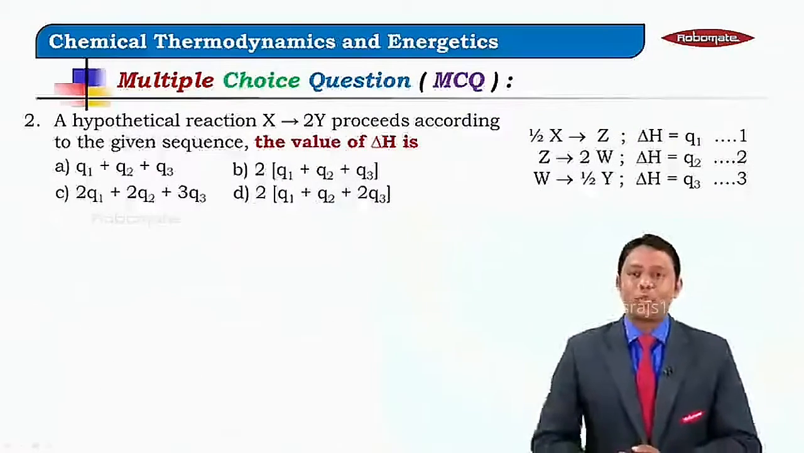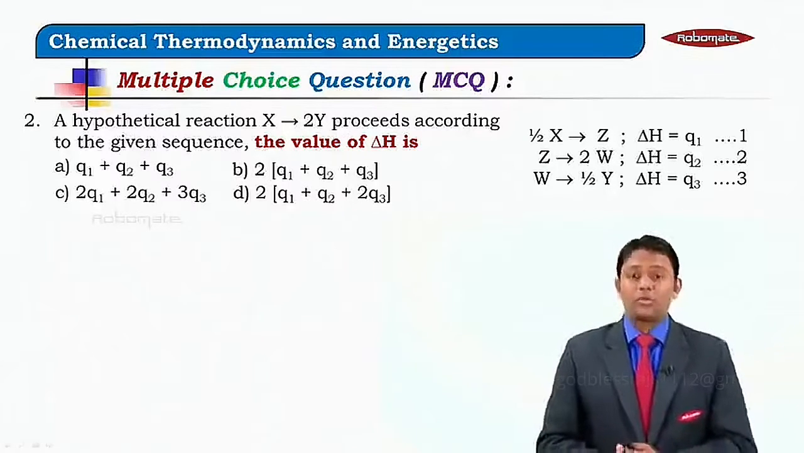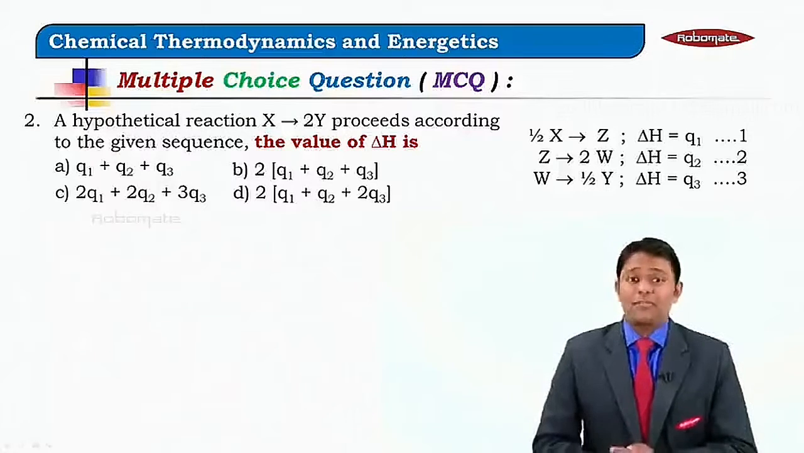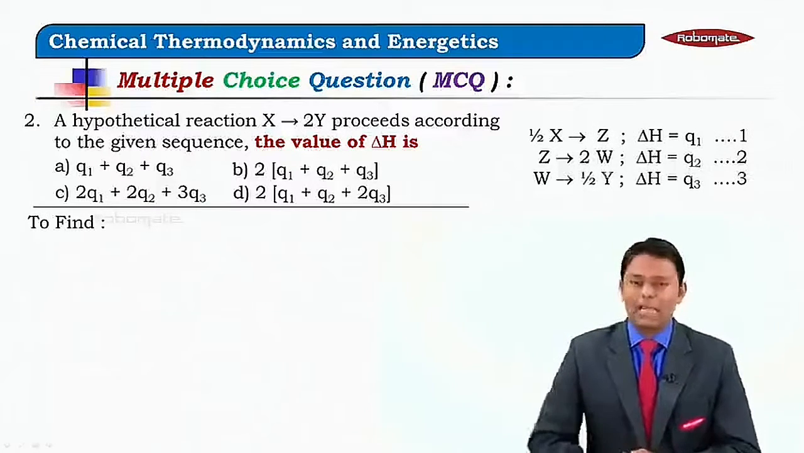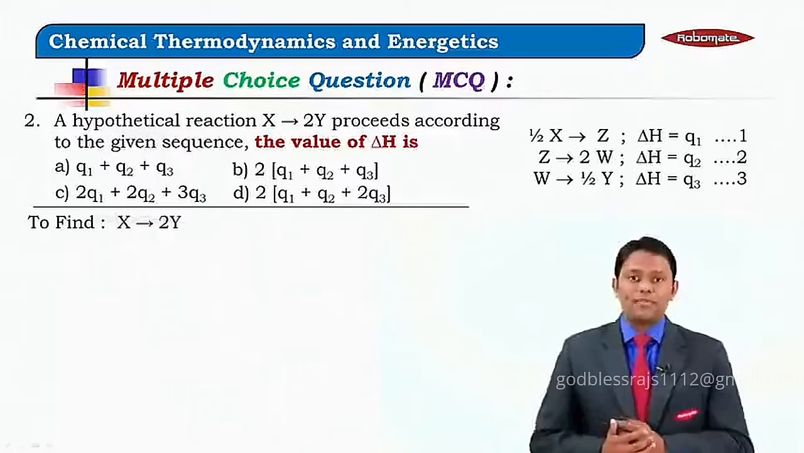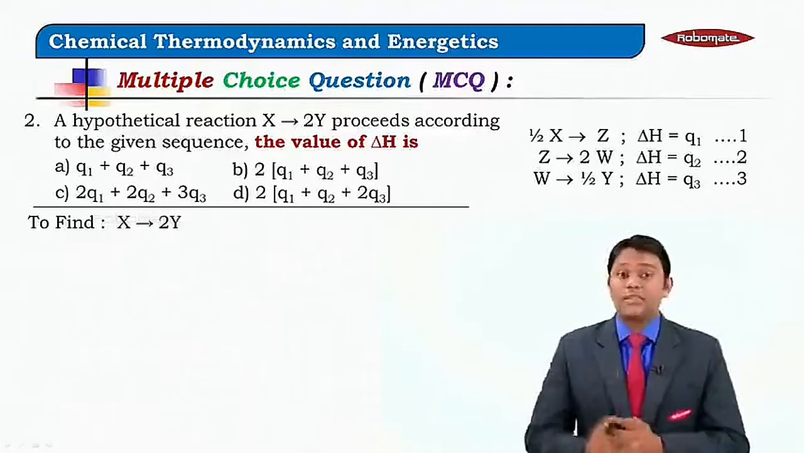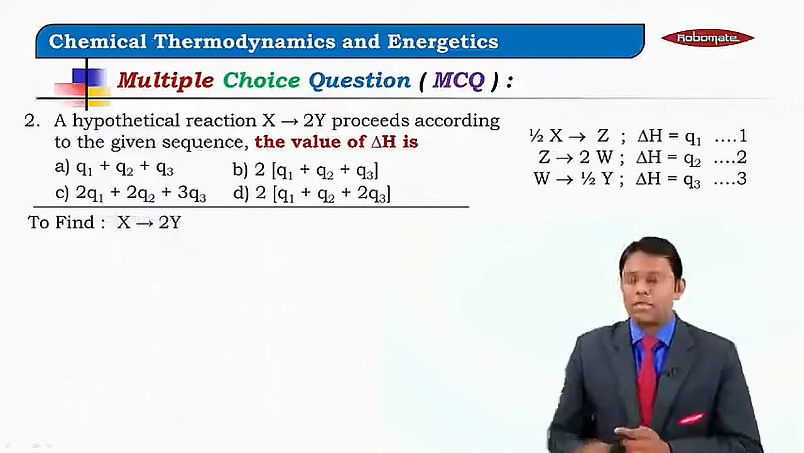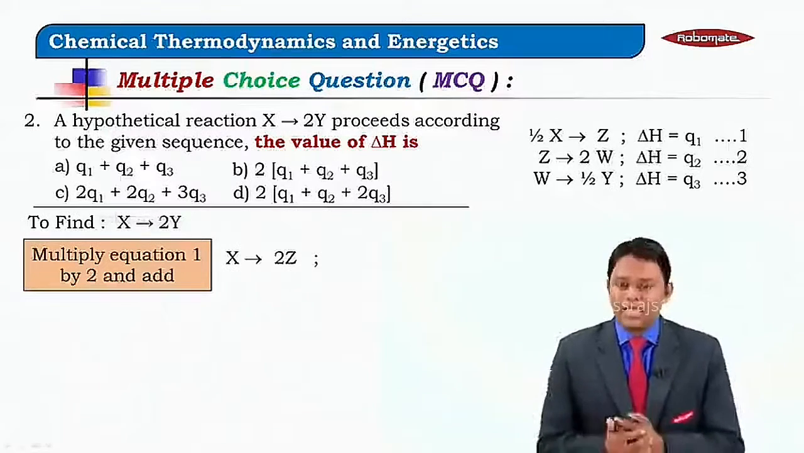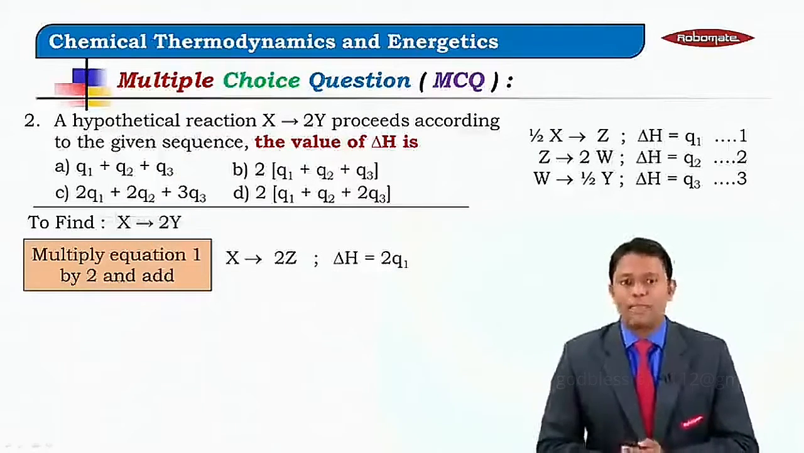Let's take the second one. A hypothetical reaction X gives 2Y proceeds according to the following equation, and the equation is given, and we have to calculate the value of delta H. Let's quickly calculate that. What we have to find is X giving you 2Y. Is there any place where X is given? The first equation, but it is given as half. So we have to double it. So multiply equation 1 by 2 and we get X gives you 2Z. The delta H value is also getting doubled, that is 2Q1.